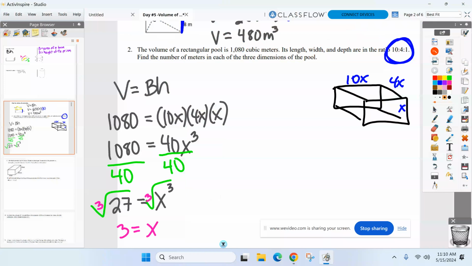I want the dimensions in my pool. So take X, plug it back in. So let's see. 10 times 3, 30. 4 times 3, 12. And just 1X, so 3.